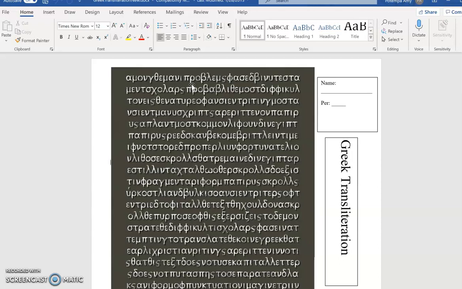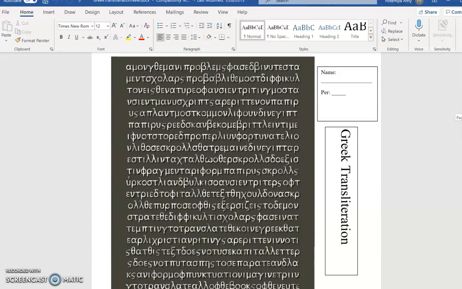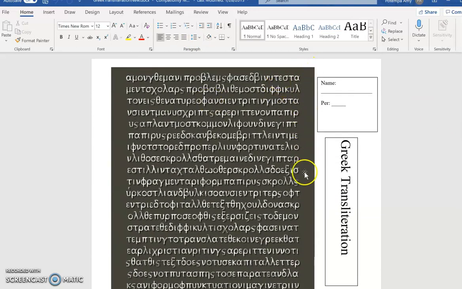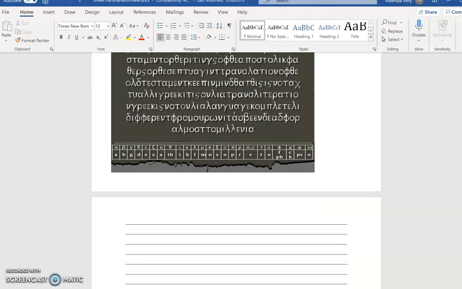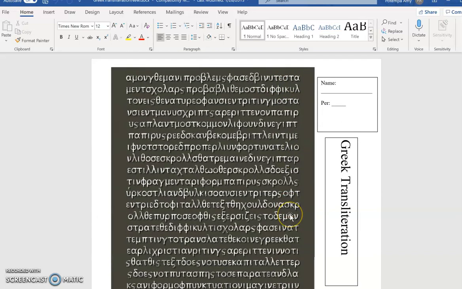You can work with a partner. You can work with up to 3 people. So what I recommend if you do that, there's 27 lines. So if you split it in half and the first person does the first 13 or 14 lines, and then the second person does the second part, or if you split it into 3, you'll do 9, 9, and 9.